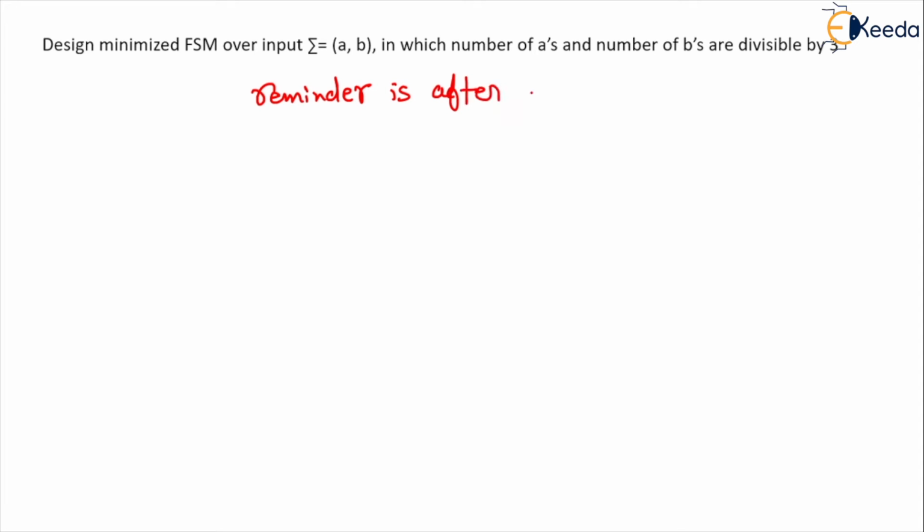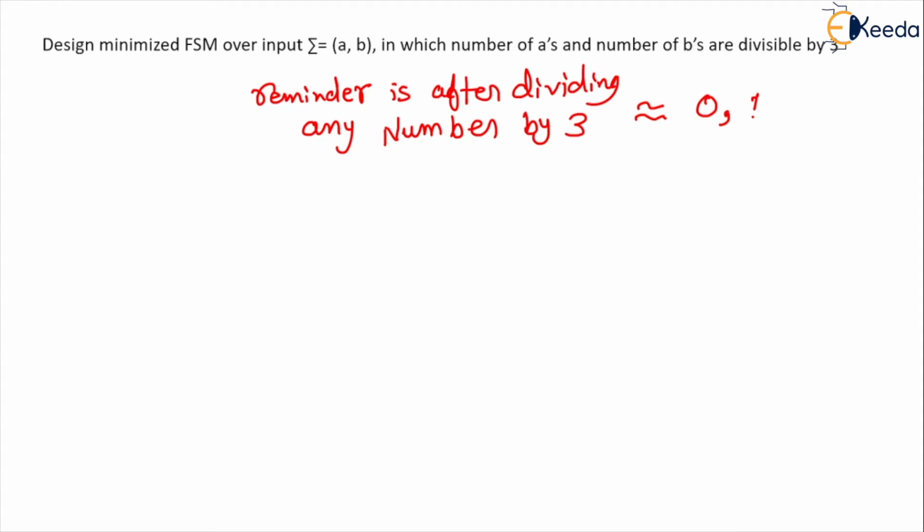The point is, the remainder after dividing any number by 3 is either 0, 1 or 2. So the remainder set is 0, 1, 2. Got it? If we divide by 3, the remainder is either 0 or 1 or 2. So there are three possible remainders when you divide any number. Means you just count the number of A's, and that count is a decimal value.